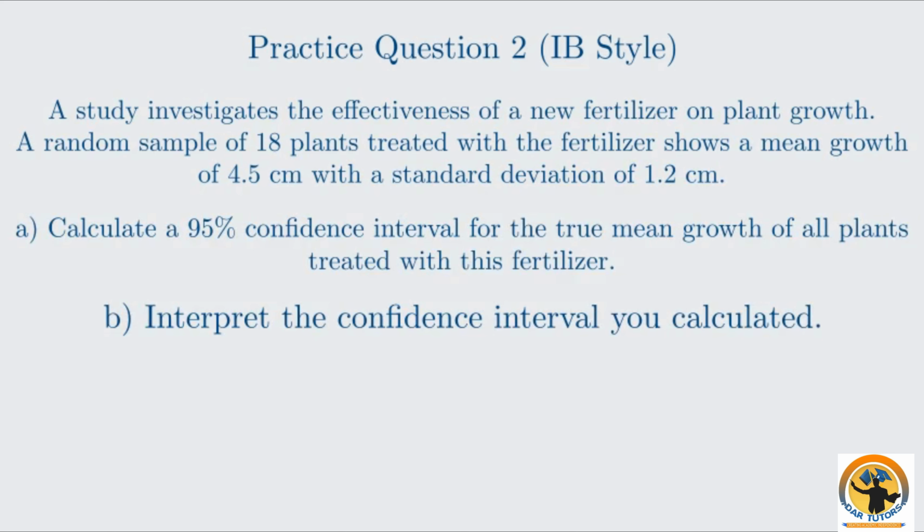Part B asks you to interpret the confidence interval you calculated. Take a moment to work through this problem. Let's review the solution for practice question 2. We have n equals 18, x bar equals 4.5, and s equals 1.2.